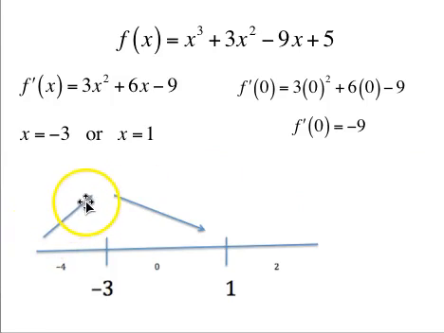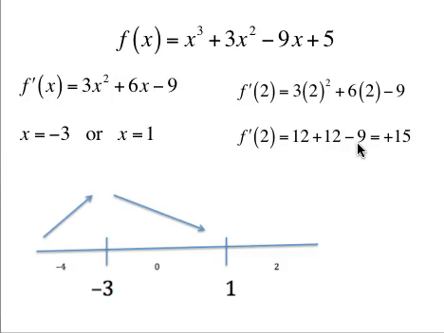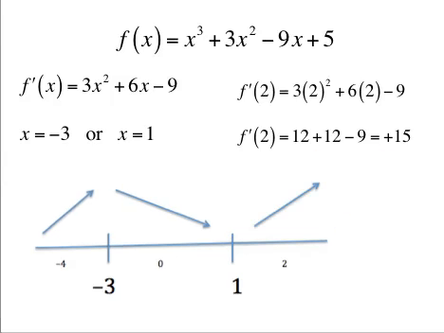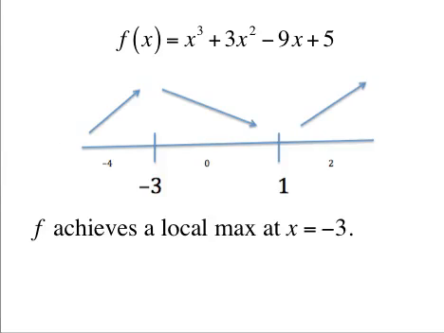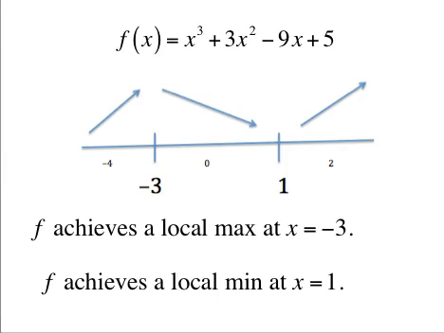Well, if it's increasing to the left of -3 and decreasing to the right of -3, we know we will have a local max at -3. But I'm not finished. I also need to see what's happening at 2. Let's plug 2 into the derivative function. 3 times 2 squared plus 6 times 2 minus 9. 12 plus 12, 24. 24 minus 9, positive 15. So it's increasing here, increasing to the right of 1. So what does that tell us? We're going to have a local min at 1, decreasing to the left, increasing to the right. Again, local max at x equals -3, local min at x equals 1.